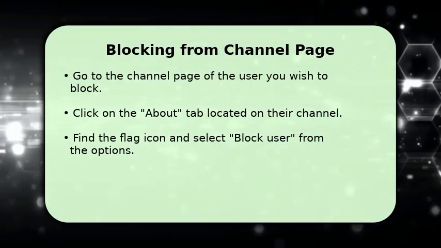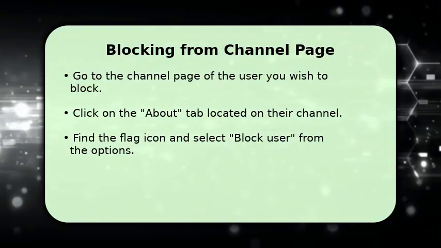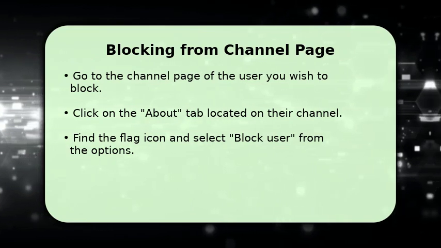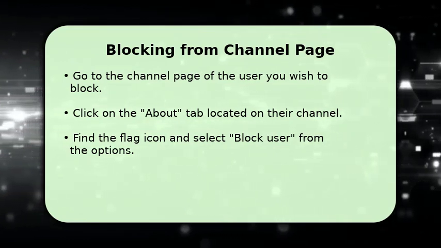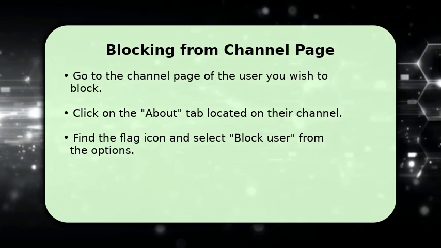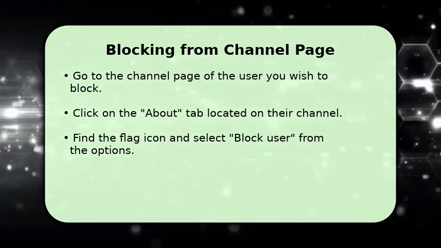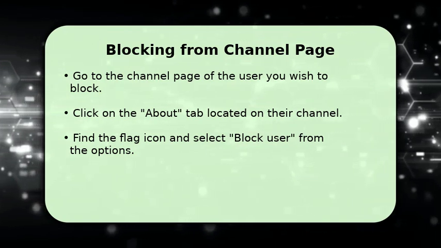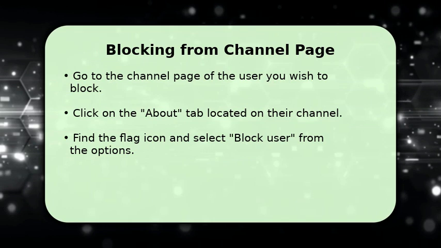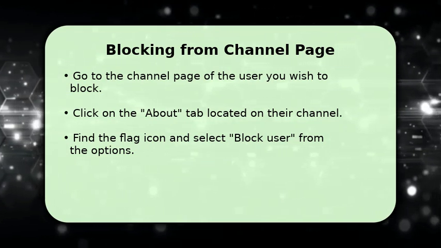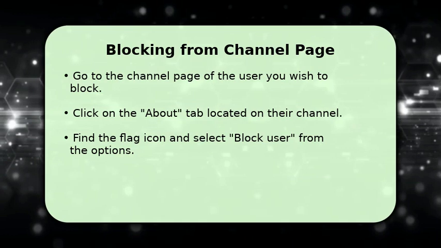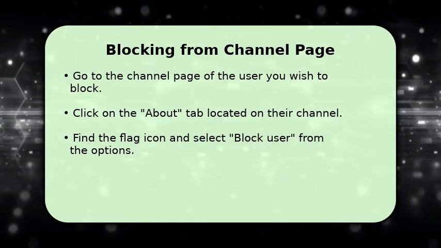Another effective method for blocking a user is directly from their channel page. Begin by navigating to the channel of the person you intend to block. Once there, click on the About tab, which is usually found among the navigation options. Look for a small flag icon. Clicking this will reveal a menu. From that menu, choose the Block User option to finalize the process.